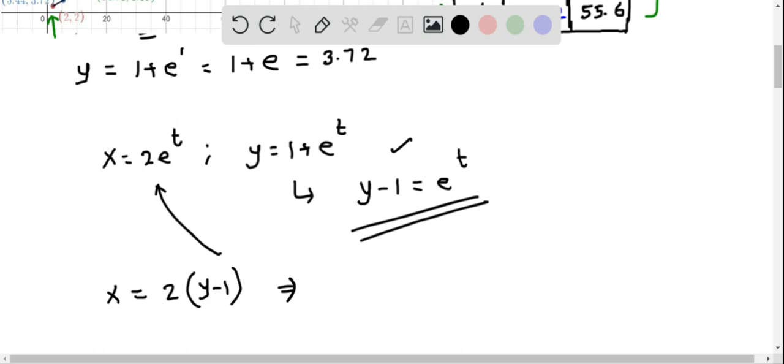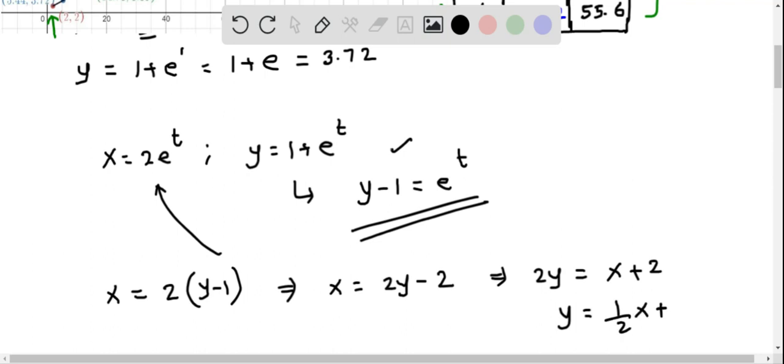Let's simplify this and put it in the regular form. When we distribute the 2, we get x equals 2y minus 2. Now I keep y on one side, so we add 2 to both sides and get 2y equals x plus 2. When we divide both sides by 2, that is, we divide each term by 2, we get y equals one half x plus 2 over 2, which is 1. So basically this is the rectangular equation of the parametric curve.